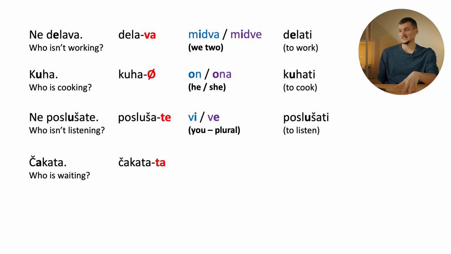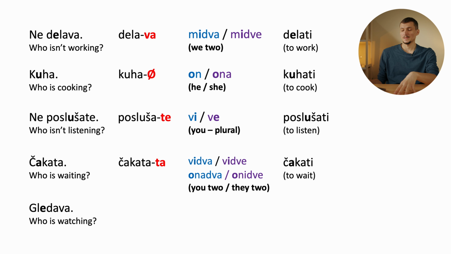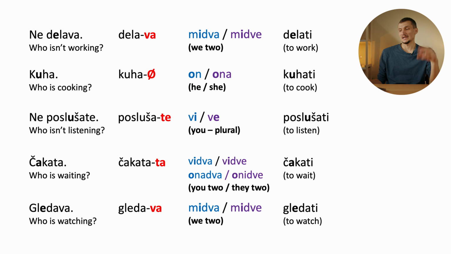Čakata. This is a mistake of mine. It should not say čakatata. It's just čaka and then ta. Vidva, vidve, ona dva, oni dve. Čakati. Gledava. Who is watching? Gledava. Midva, midve. Gledati, to watch.